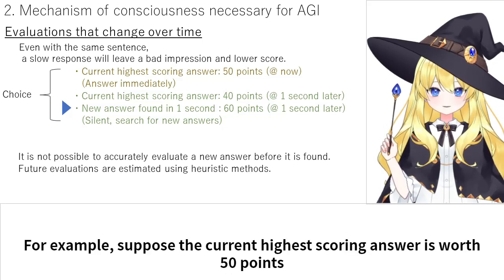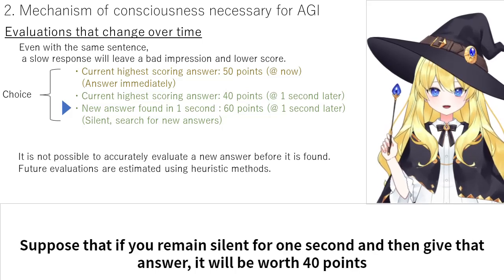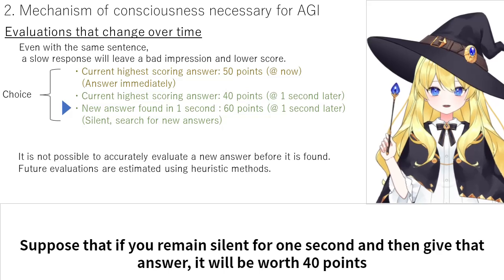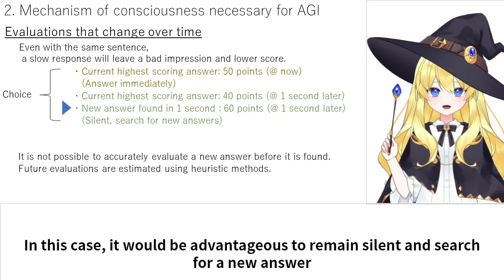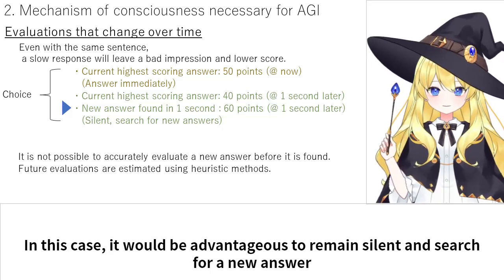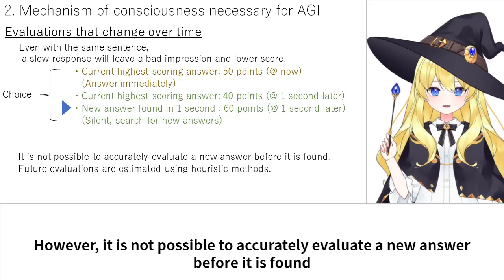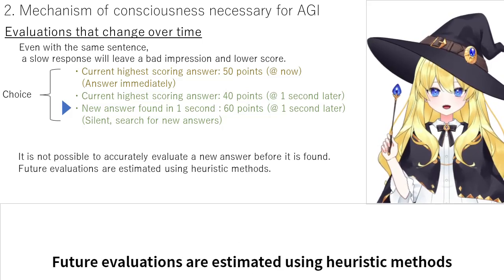For example, suppose the current highest scoring answer is worth 50 points. Suppose that if you remain silent for 1 second and then give that answer, it will be worth 40 points. Also, suppose the new answer found 1 second later is worth 60 points. In this case, it would be advantageous to remain silent and search for a new answer. However, it is not possible to accurately evaluate a new answer before it is found. Future evaluations are estimated using heuristic methods.